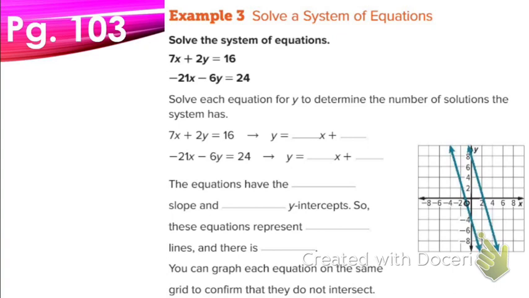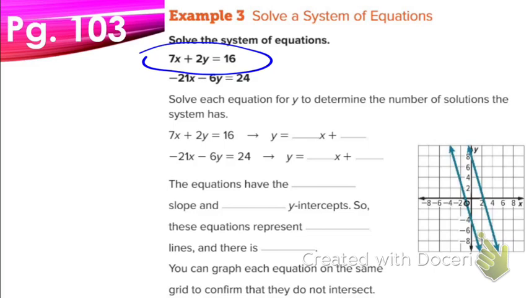All right, so page 103, example problem number 3. We want to solve this system. We're going to graph it. They have it graphed for us already, but we're going to practice today getting these into slope-intercept form. This top equation right here, what do I need to do to that top equation if I'm going to put it into slope-intercept form? What's the first thing I need to do to it?